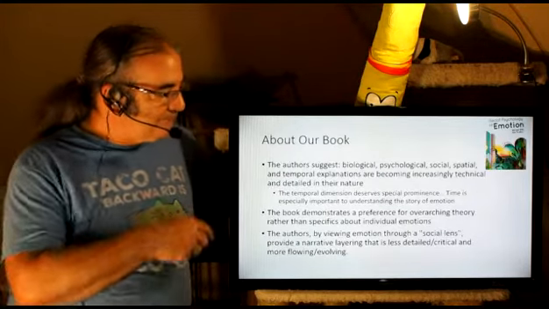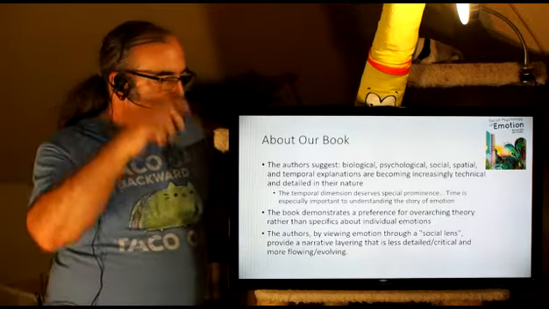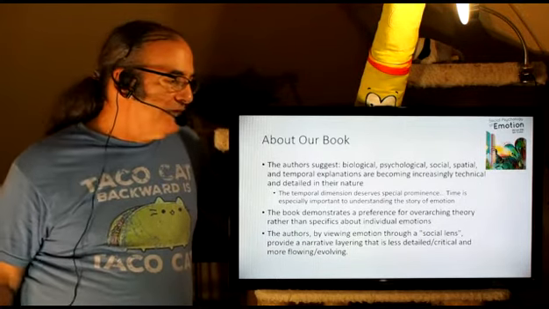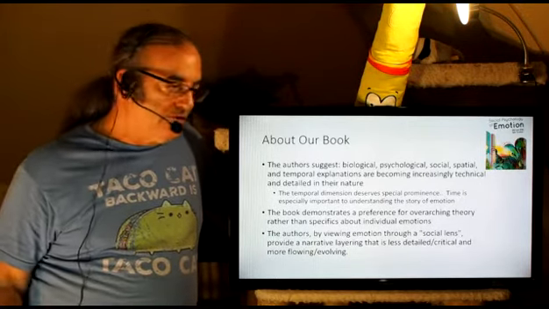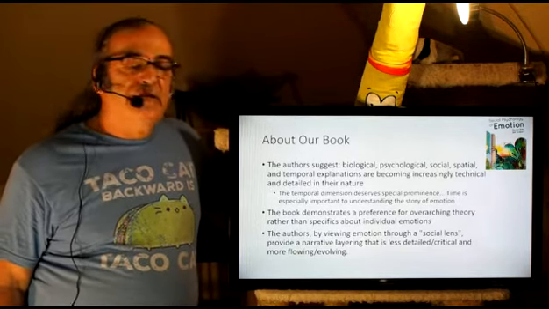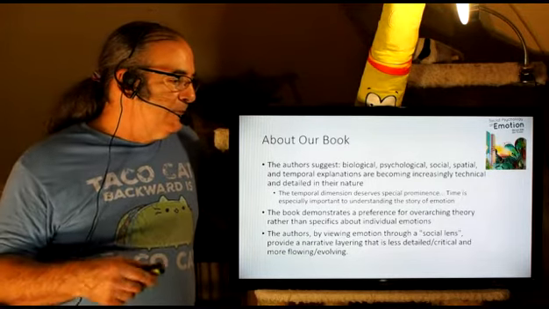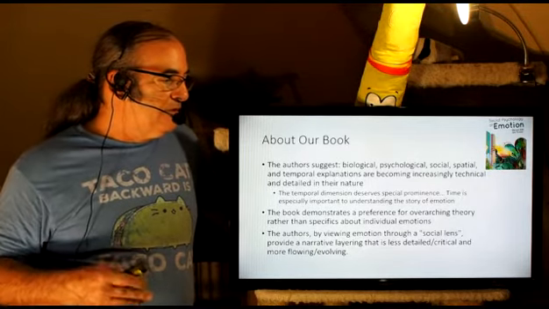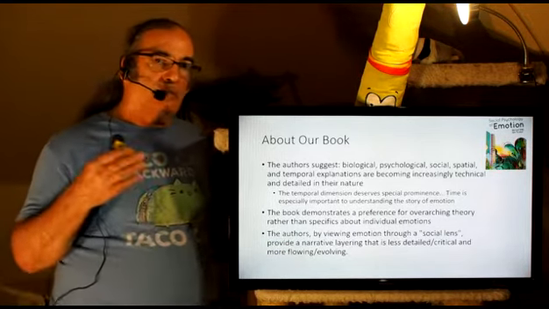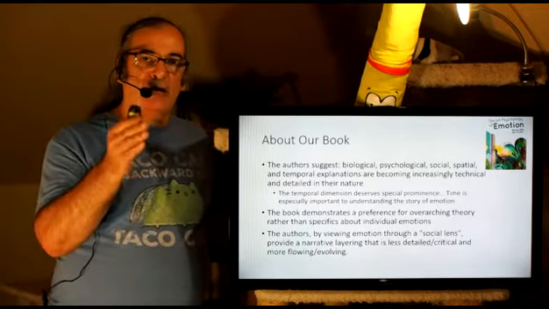About our book. The authors suggest biological, psychological, social, spatial, temporal explanations are becoming increasingly technical and detailed in their nature. And the temporal dimension, as I've been stressing, deserves special prominence. Time is especially important to understanding our story of emotion. The book demonstrates a preference for overarching theory rather than specifics about individual emotions, and I'm a theory guy, so that resonates with me. But like I said, remember book chapters.